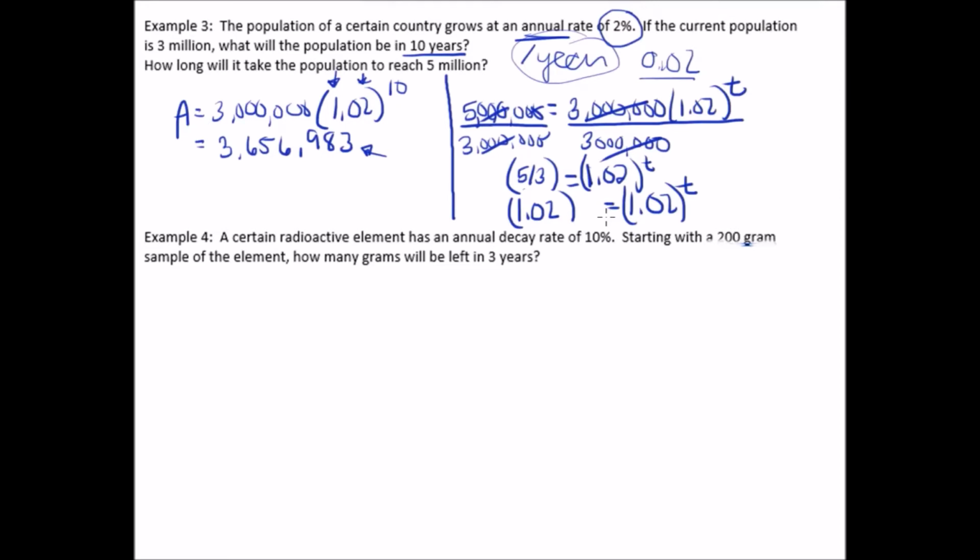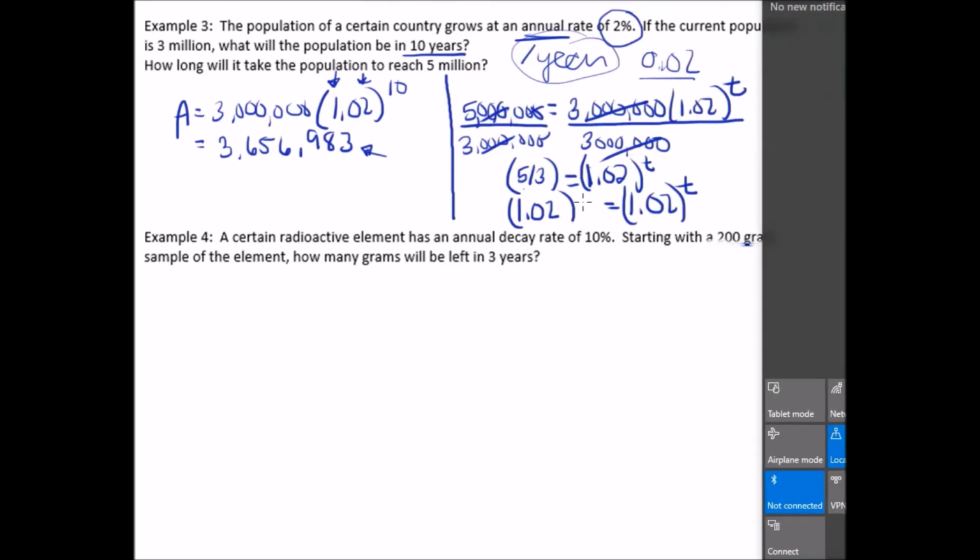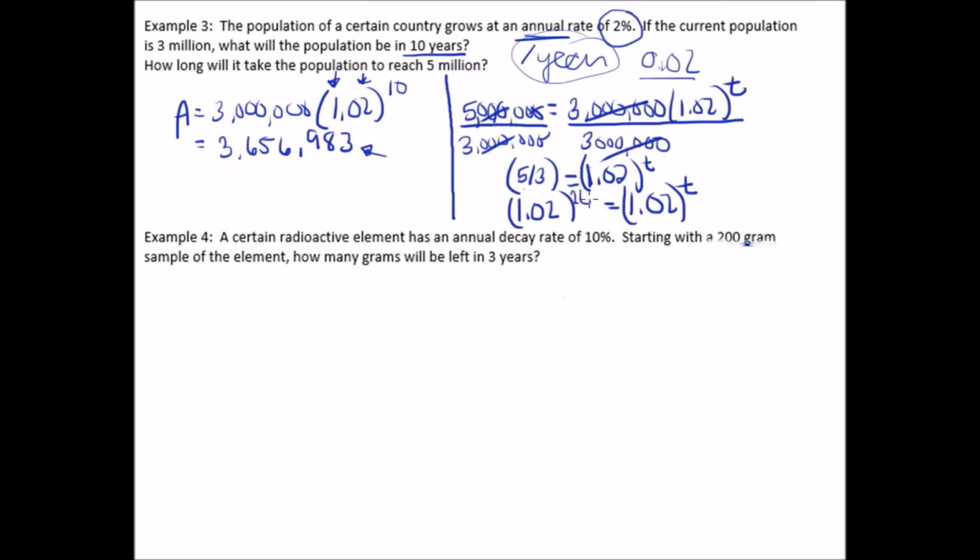1.02 to the 25 is 1.64. Let's try 26. Okay, so approximately this is going to be 26. If you put 1.02 to the 26 in your calculator, it's approximately 5.3. So all we're really doing is rewriting this 5.3 a little bit differently. If we have the same base, we can drop the base. 26 equals t. So after 26 years, the population will reach 5 million.